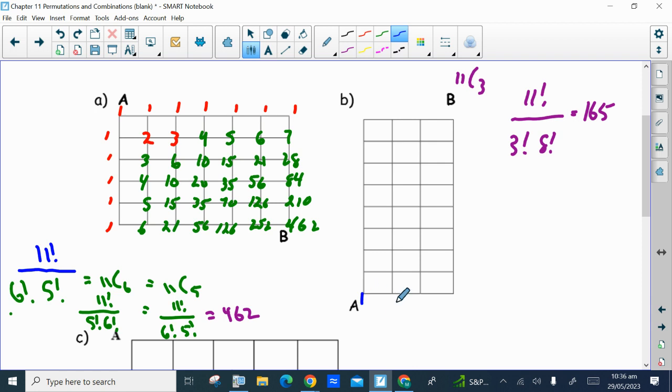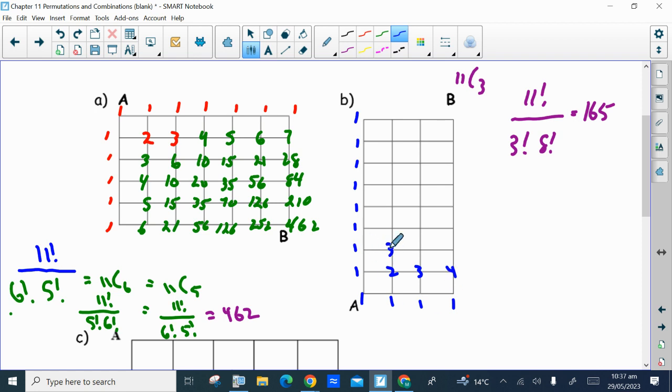Starting at A, these will be ones along the bottom and ones along that left side. Again, these ones represent the number of routes that could be followed. To get to that point there, we can come from below or from the left. So you add those two numbers together. 1 plus 1 gives us 2. 2 plus 1 gives us 3. 3 plus 1 gives us 4.